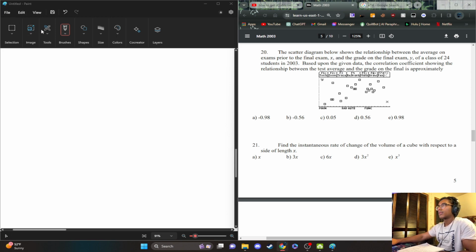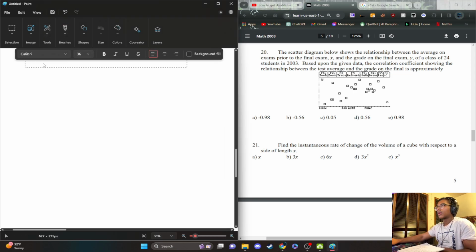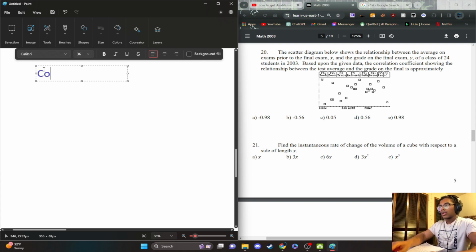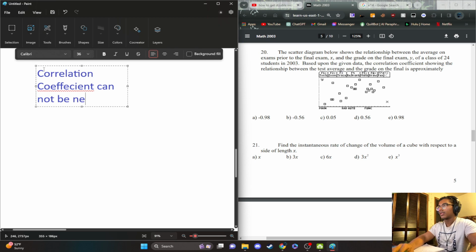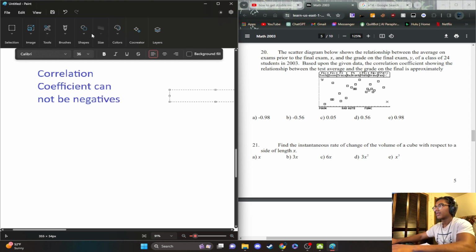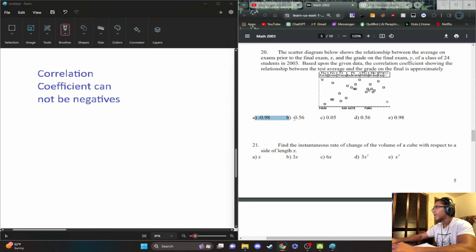correlation coefficient cannot be negative. Let me write that. Correlation coefficient cannot be negative. So, bro, I cannot spell. This is crazy. Coefficient cannot be negative. Now with that knowledge, we could just cross out A and B. Now it's between C, D, and E.